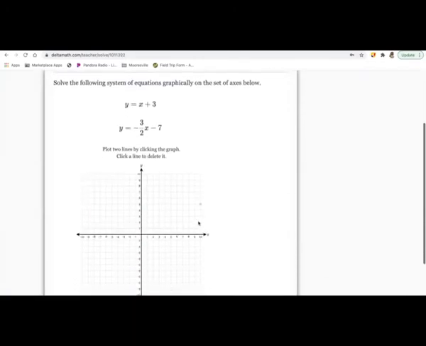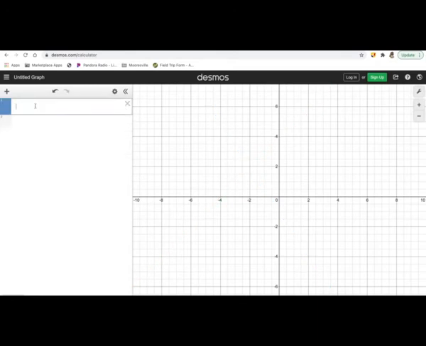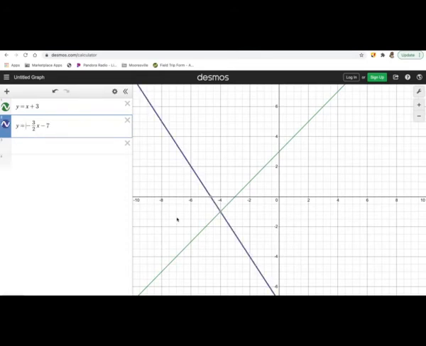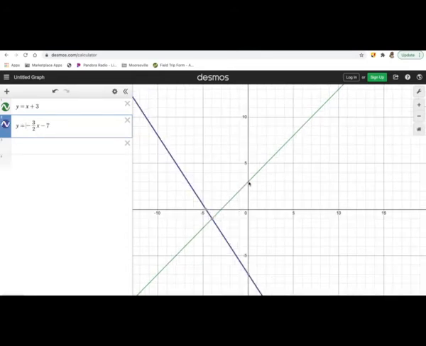All right, let's do one more like this. So I'm going to write these two down. Y equals x plus 3 and y equals negative 3/2 x minus 7. I'm going to go to Desmos. I'll get rid of the old ones. My two new equations are y equals x plus 3 and y equals negative 3/2 x minus 7. So there it is. All right, here's my graph. So notice for the green line, it crosses the y-axis at 0, 3. It crosses the x-axis at negative 3, 0. So 0, 3 and negative 3, 0.